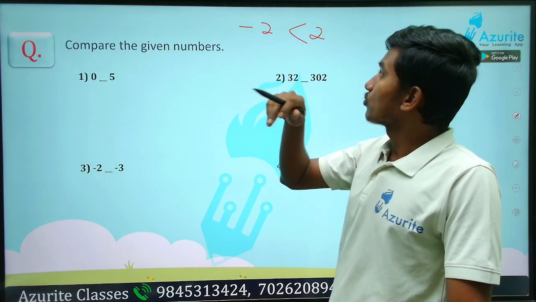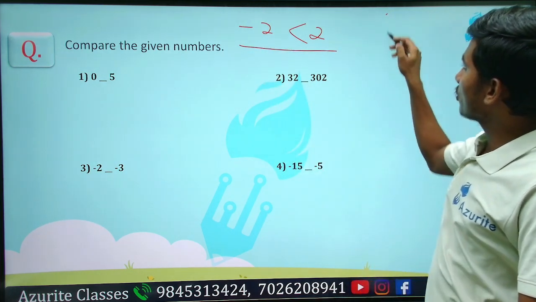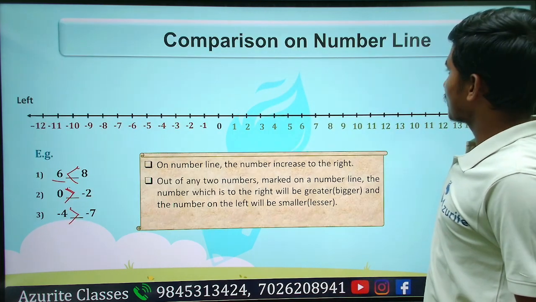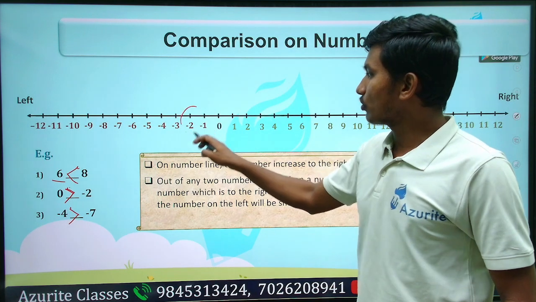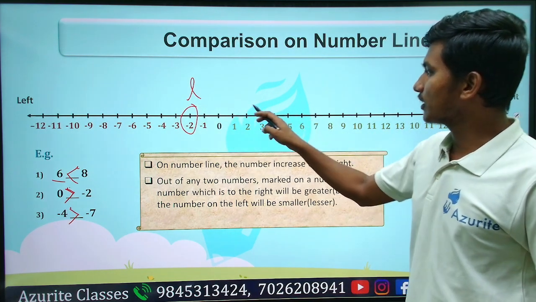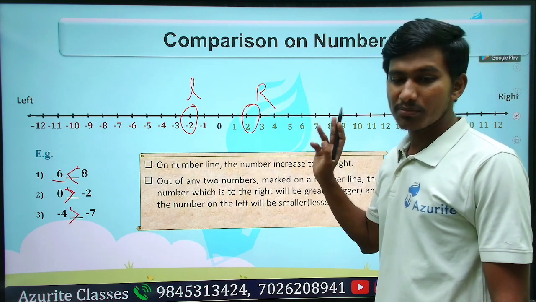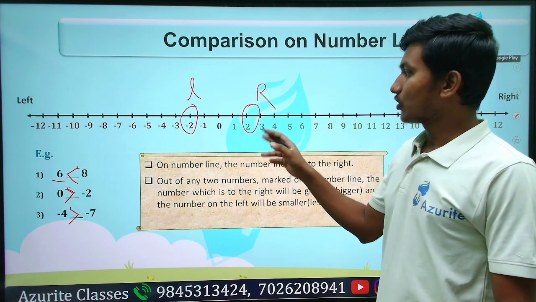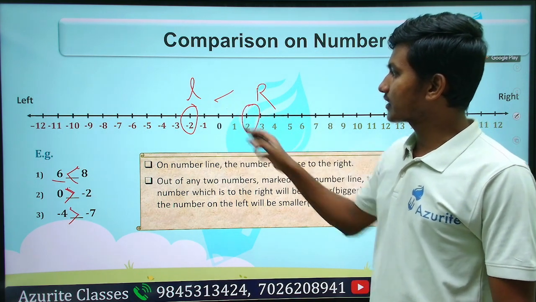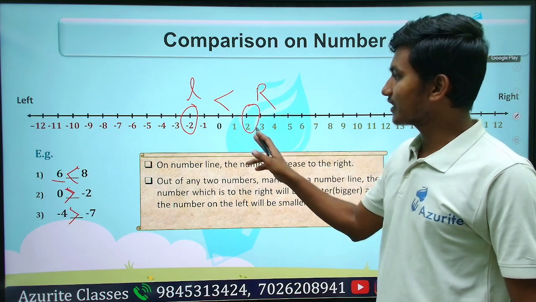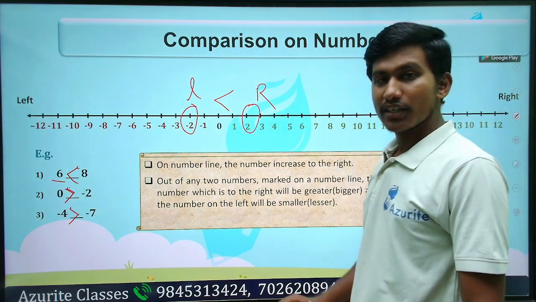Very good. So don't be confused, because if you draw on the number line, minus 2 is on the left side and plus 2 is on the right side. So here 2 will be bigger, so minus 2 is lesser than 2. Got it? Any number it may be.